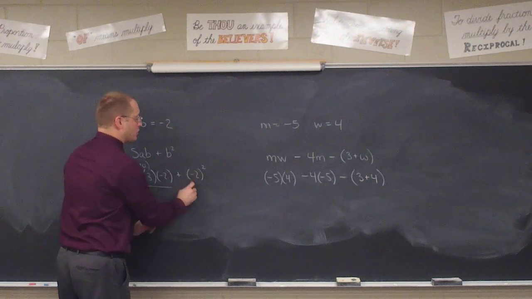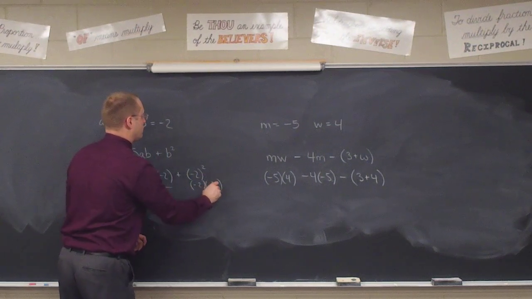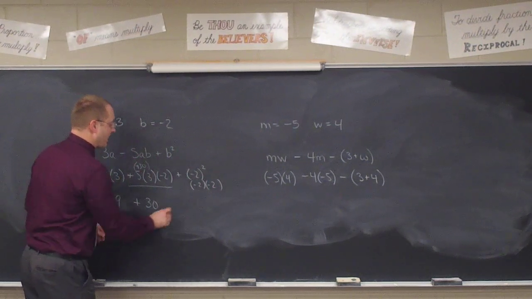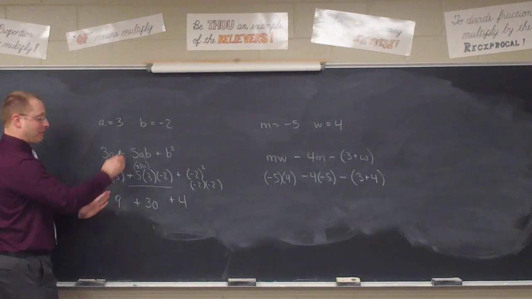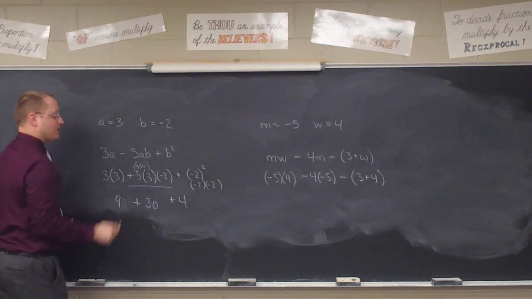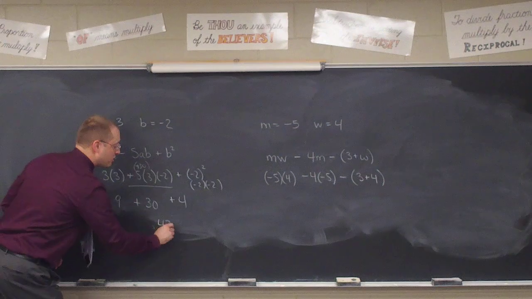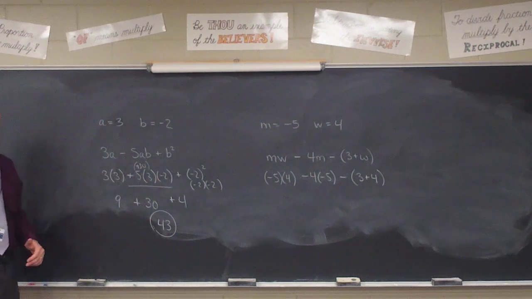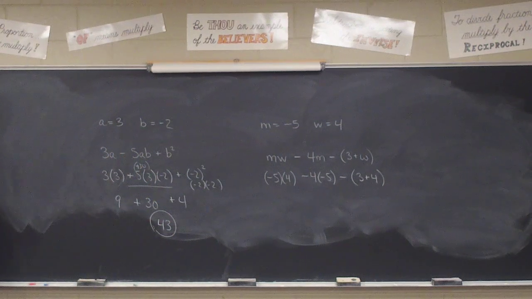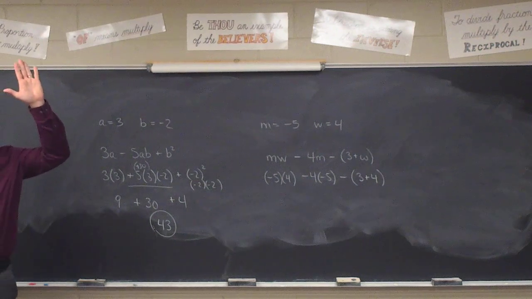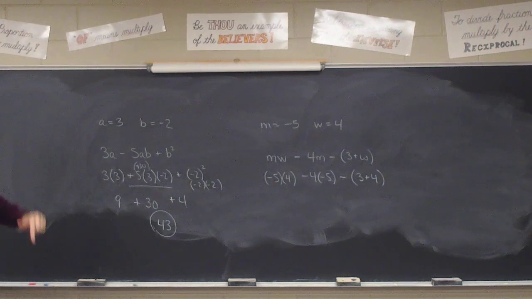Right here, -2 squared, we've seen this a few times now, means -2 times -2, class? Positive 4. That's positive 4. 9, positive 30, positive 4 gives us 43. How many had 43? Okay, questions on that one? Let's look at the next one.